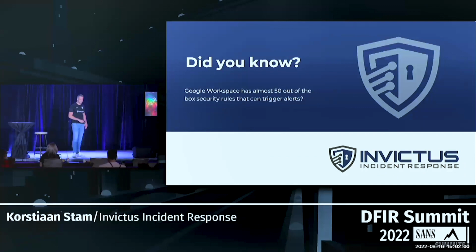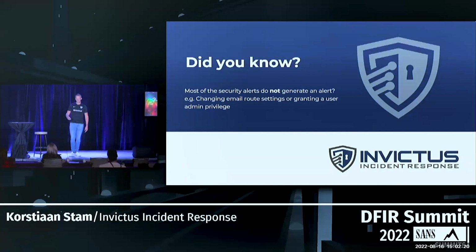From a security perspective, there's actually some really interesting things going on within Google Workspace. Out of the box, there's almost, last time I counted, 50 security rules that are actually used to trigger alerts and notifications about weird stuff going on. But did you also know that most of these security alerts do not generate an alert, even though they're really good? So what you can do is reroute all your email in your domain to a whole different domain, and it won't trigger an alert. Or you could simply make a user a super admin and it won't trigger an alert. The alerts are there, but you have to enable notification, etc.